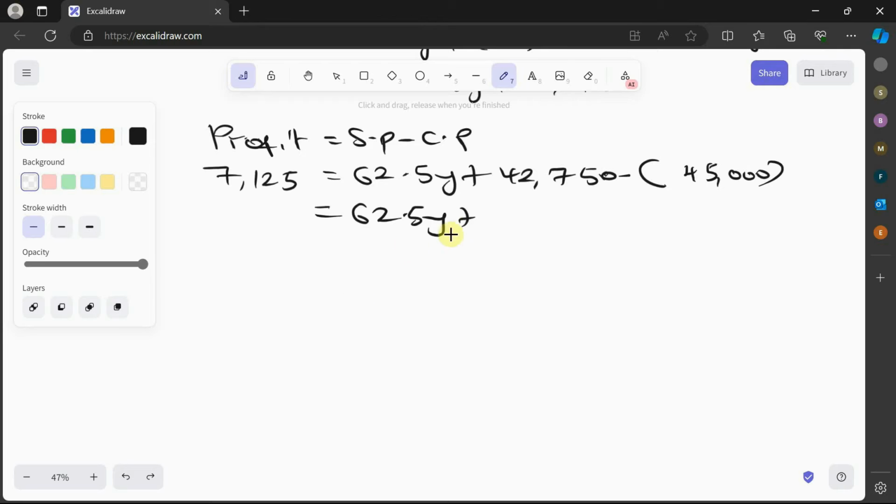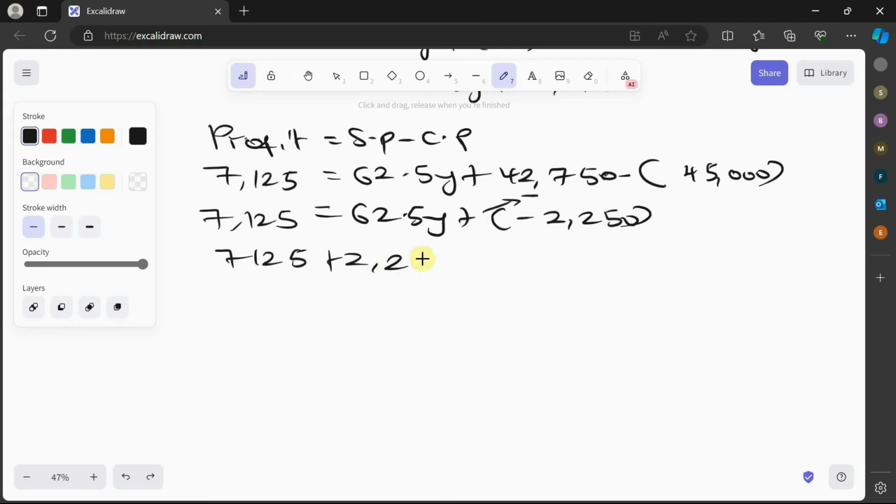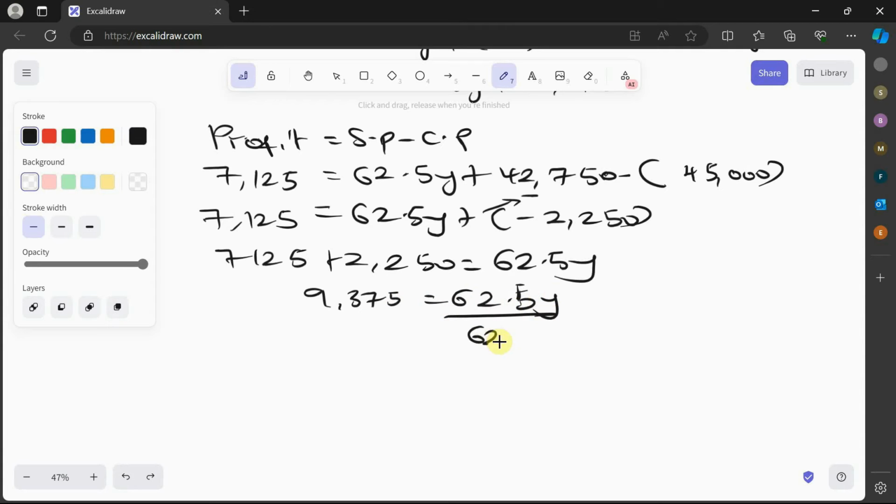So this is 62.5y plus 42,750 minus 45,000. That will give you minus 2,250. When this plus times minus, it will give you minus. So this will turn to minus. So 7,125. Let's collect like terms. The minus 2,250 will come over and become plus. So 7,125 plus 2,250 is equal to 62.5y. This is 9,375 is equal to 62.5y. If I divide both sides by 62.5 to make the y stand alone, what would that give me? This will cancel this to give you 150. So that means our y is equal to 150.